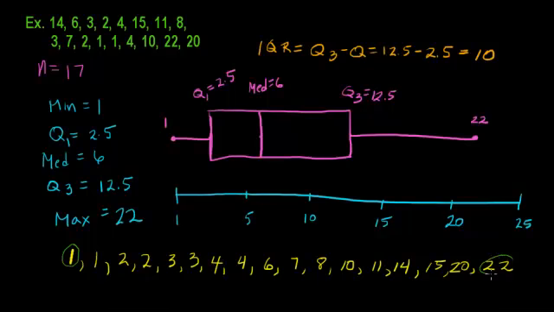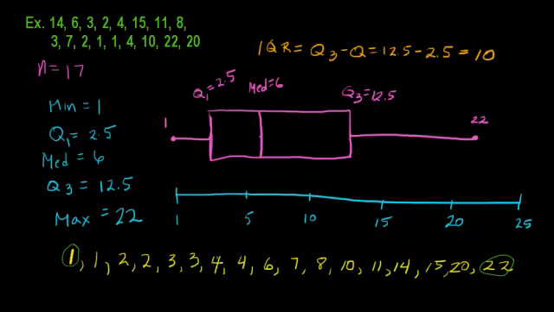Minimum was 1. This is what the calculator told us. We didn't have to seek these out and look through the data set, because we put them in order, and the calculator gave us that. Minimum was 1, maximum is 22. Then it gave us the Q1, median, and Q3.